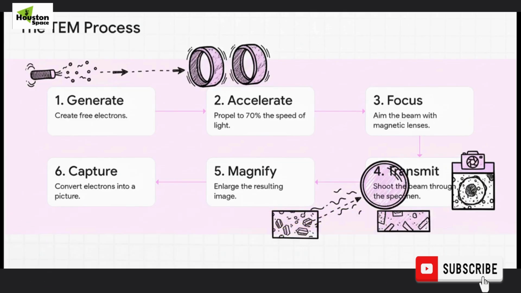After that, you have to focus that beam to a tiny point. Then comes the magic moment. You shoot that beam through your sample. As the electrons pass through, they get altered, picking up an imprint of what's inside. And finally, you magnify that electron pattern and capture it as a picture we can actually look at.